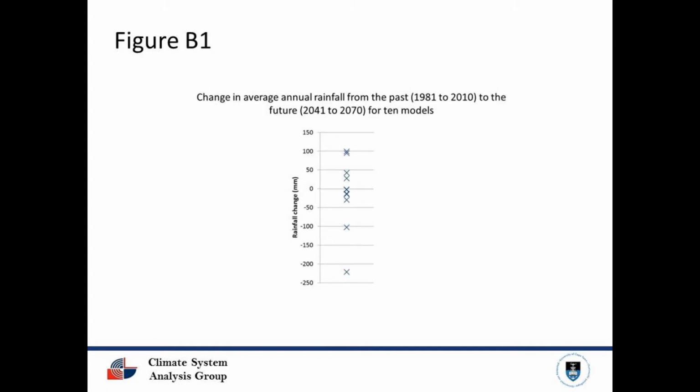For figure B1, we have crosses marked, so we have each of the individual 10 models and their rainfall anomalies from the past to the future. In figure B2, we have the same visualization, but this time, to avoid the problem of overplotting, we have them jittered, so the ones that are close to each other are plotted next to each other.